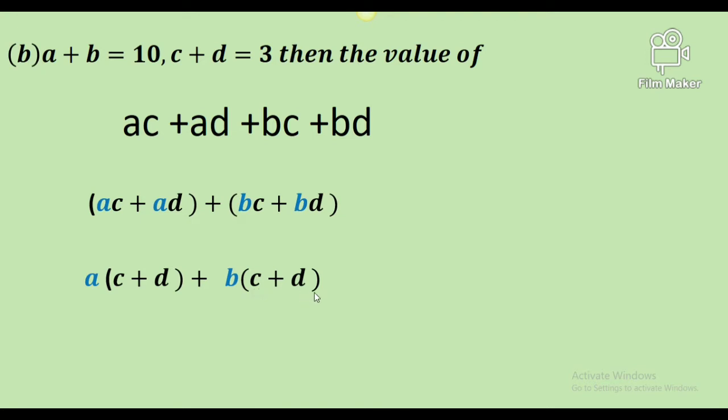Do you note anything? Great job. c plus d is a repeated bracket, a common bracket, so we will take it as a common factor, open a new bracket and write the remainder, a plus b. Here there is a value: a plus b equals 10, c plus d equals 3, so we will replace each bracket by its value. c plus d equals 3, a plus b equals 10, 3 times 10 equals 30.